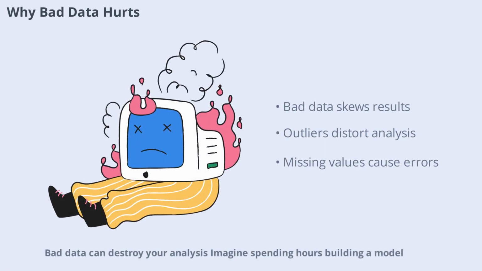Bad data can destroy your analysis. Imagine spending hours building a model, only to realize your results are completely off because of a few problematic data points. Outliers and missing values can distort your findings, leading to wrong conclusions and poor decisions. That's why it's so important to identify and handle these issues before you dive into deeper analysis. In this video, we'll show you how to spot and fix these common problems so your analysis stays on track and your insights are trustworthy.